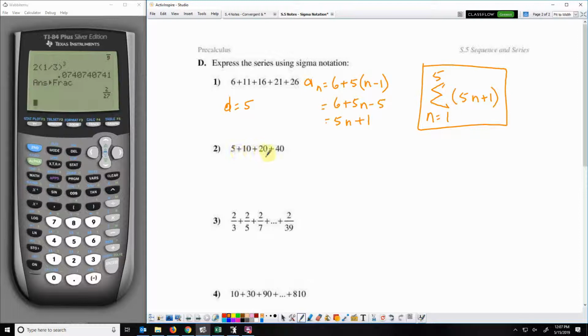Looks like this time we're multiplying by 2, so r is 2. So a sub n equals the first term times the common ratio to the n minus 1 power. And that cannot be simplified, so we've got 5 times 2 to the n minus 1 as our expression, starting with term 1. We've got term 1, 2, 3, and 4.